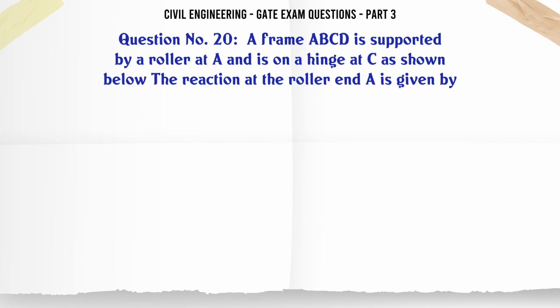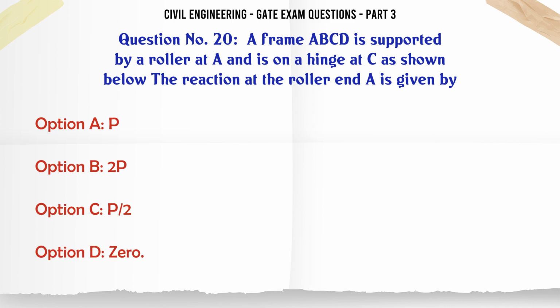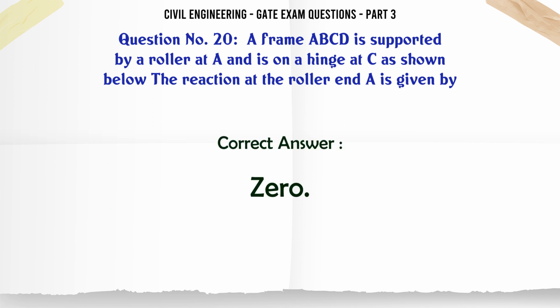A frame ABCD is supported by a roller at A and is on a hinge at C as shown below. The reaction at the roller, RA, is given by: A, P; B, 2P; C, P/2; D, 0. The correct answer is 0.